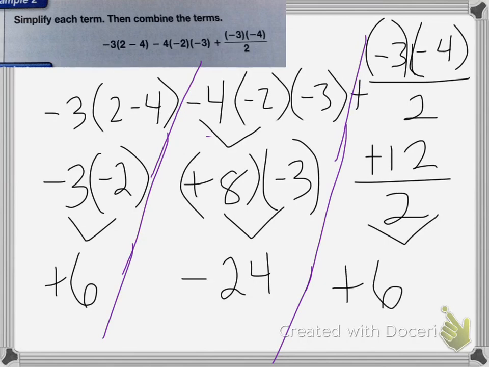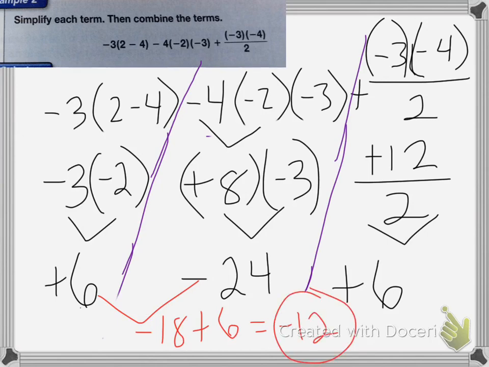Now I can go ahead and combine these. So if I have positive 6 minus 24, I'm going to end up with negative 18 plus 6, which is equal to negative 12 as my final answer.